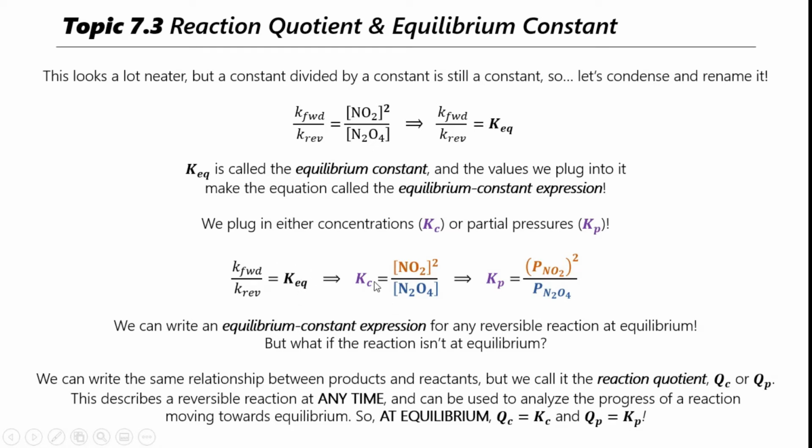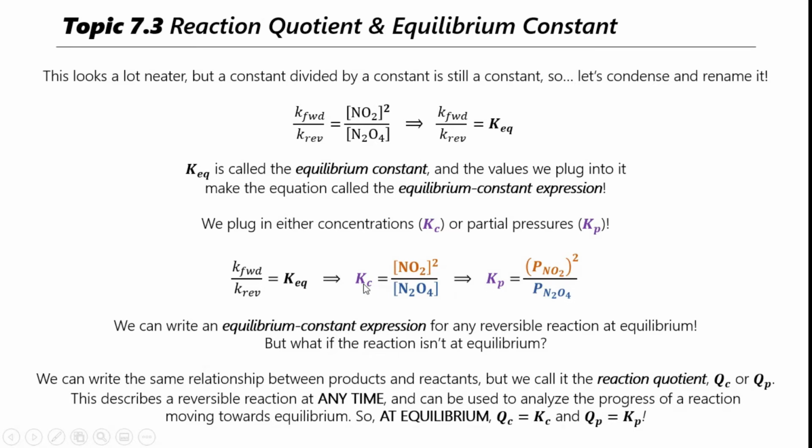Okay, so our Kc is just the equilibrium constant when we use concentrations and plug those in. Kp is when we plug in partial pressures of the gases involved. Since we are using an example with gases in it, we could do it in terms of concentration or we could do it in terms of pressure. Either way, the setup for this is called an equilibrium constant expression. It's basically just the math equation for our equilibrium constant.